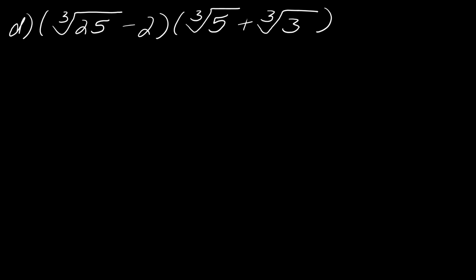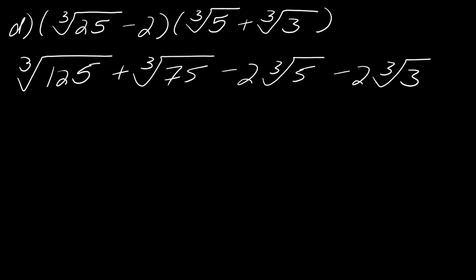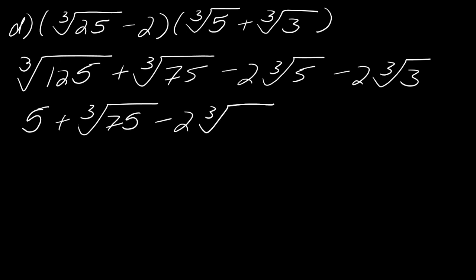Okay, so continuing on, more foiling fun. So I'm going to have this term times that term. So that's going to be the cube root of 125. And then this term times that term, so that's going to be plus the cube root of 75 minus 2 times the cube root of 5 minus 2 times the cube root of 3. So the only thing that can be broken down in this case will be the cube root of 125. So this will be 5 plus the cube root of 75 minus 2 times the cube root of 5 minus 2 times the cube root of 3.